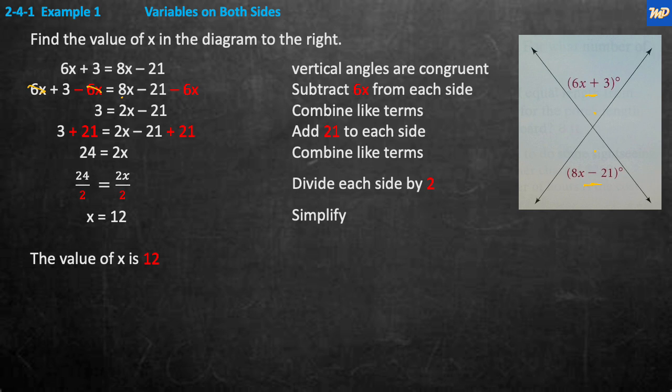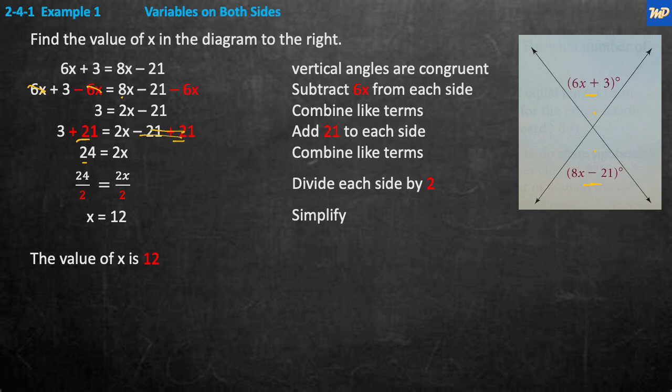Now we have to get the 21 on the opposite side because we're going to get the variable alone. To move a negative 21 to the left-hand side, we add 21 to both sides using the addition property of equality. When we add 3 and 21 together, we get 24, and on the other side these cancel, leaving 2x. So 24 is equal to 2x.